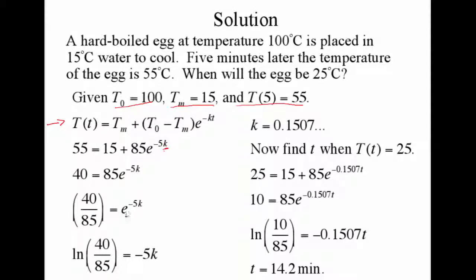So we substitute our values in and solve for K. As you can see, we're trying to isolate the exponential here, and then at that point it becomes a matter of taking the natural log of both sides and then solving for K. K has a value of 0.1507.